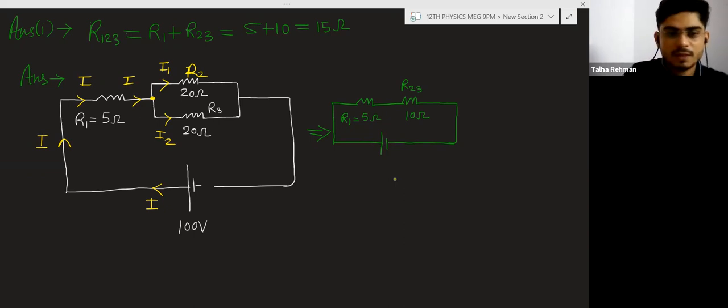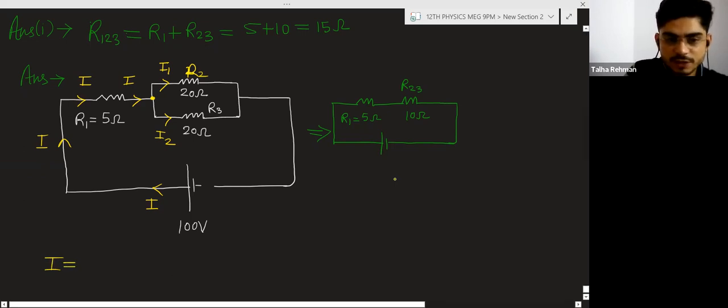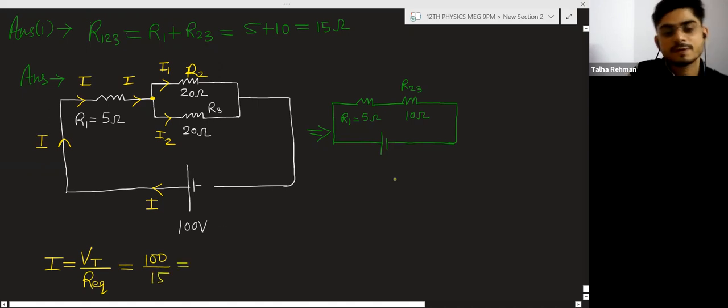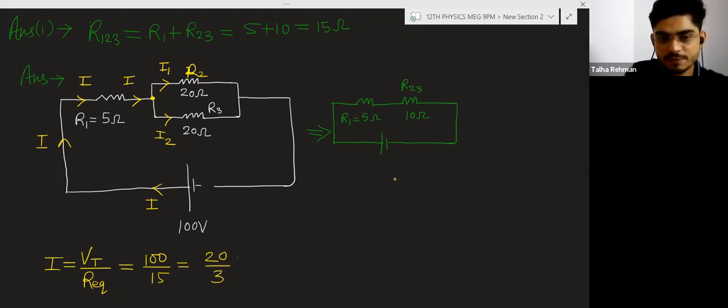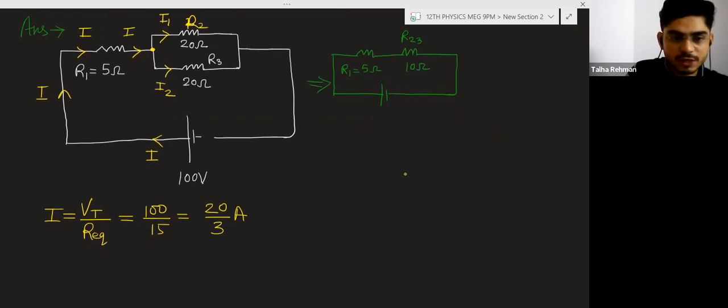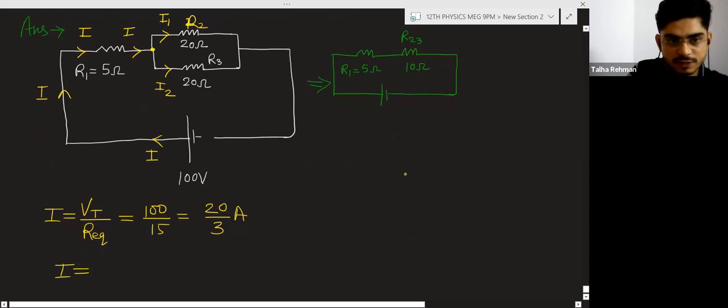If I want to calculate this I, this is the total current. Total current means you will take total voltage divided by R equivalent. Total voltage is 100, and R equivalent is 10 plus 5, 15. So you will get 20 by 3 ampere. So we have found the total current I. Here also the I will flow, but across R2 and R3 the current will be different.